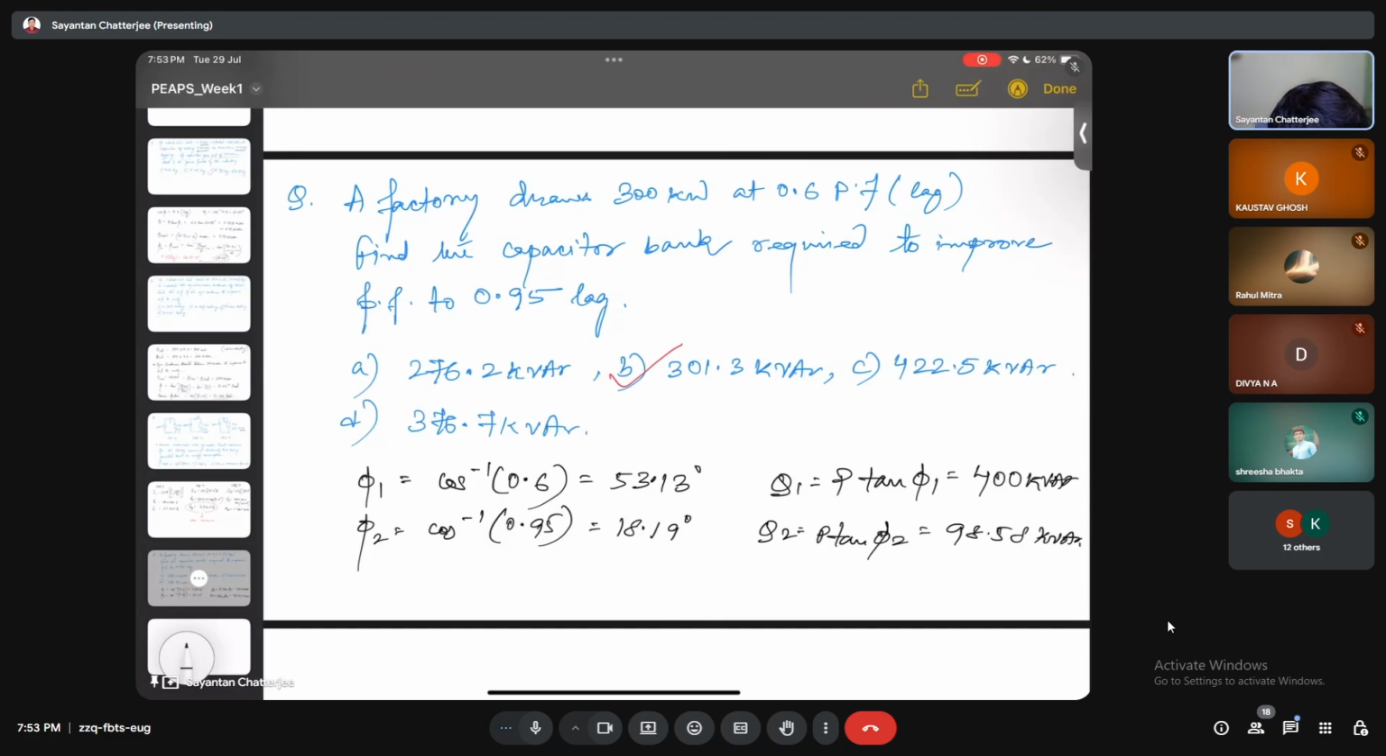So from these two, what we can observe is the amount of compensation required is Q1 minus Q2. So it is 301.2 or 3. Option was 2, 3. Okay, it's 301.3. So I think it's clear, right?